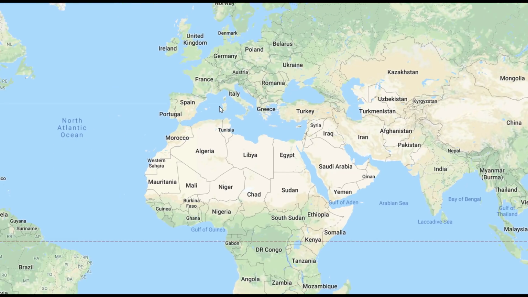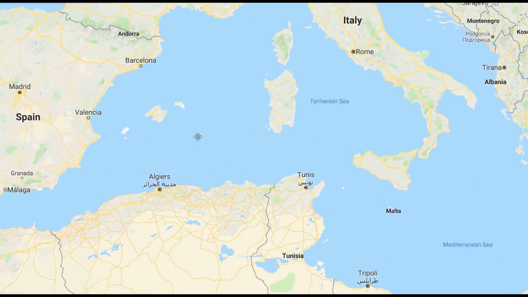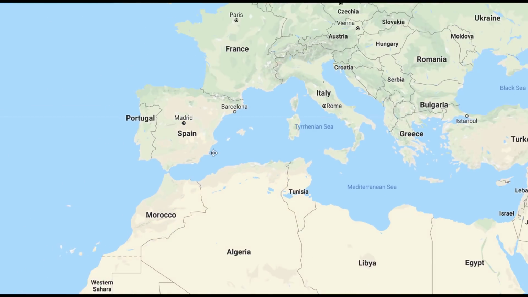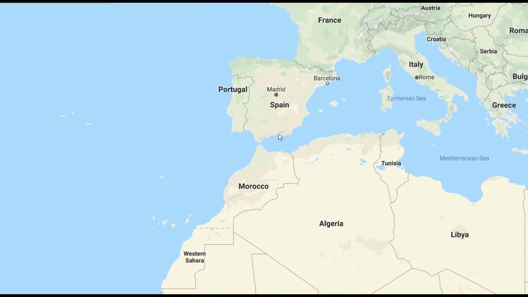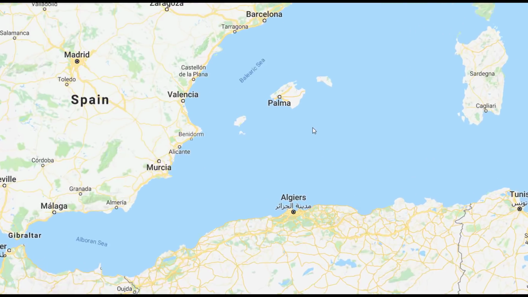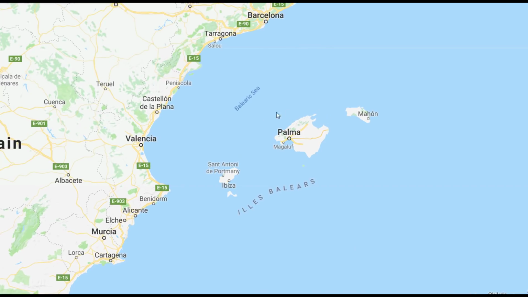So this is the Mediterranean Sea, and if we zoom in a bit, this is Spain, alright. It shares its border with Portugal and France, and here is the Strait of Gibraltar, alright. And over here, this is the Balearic Island chain, alright. The Balearic Islands are here.